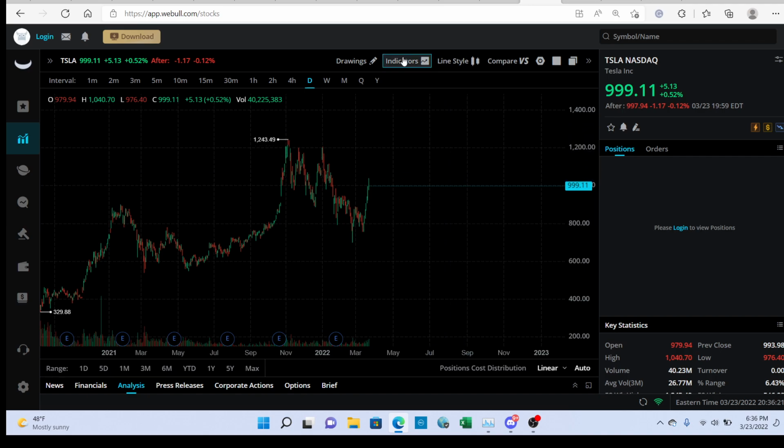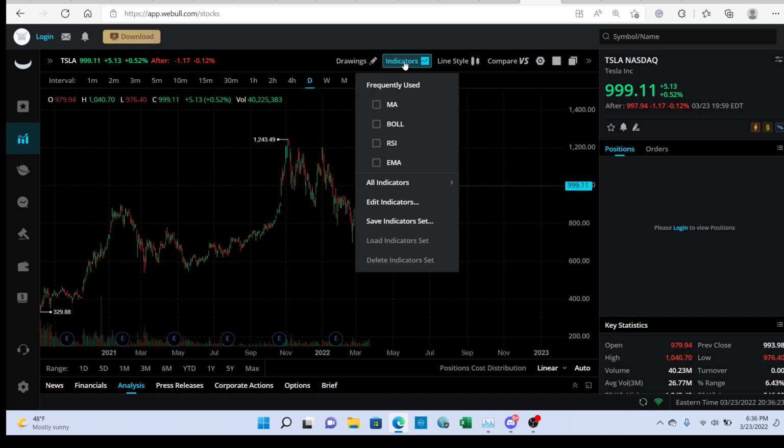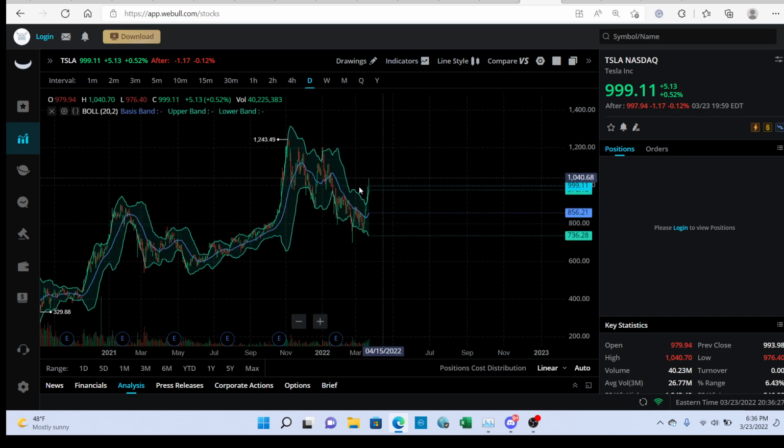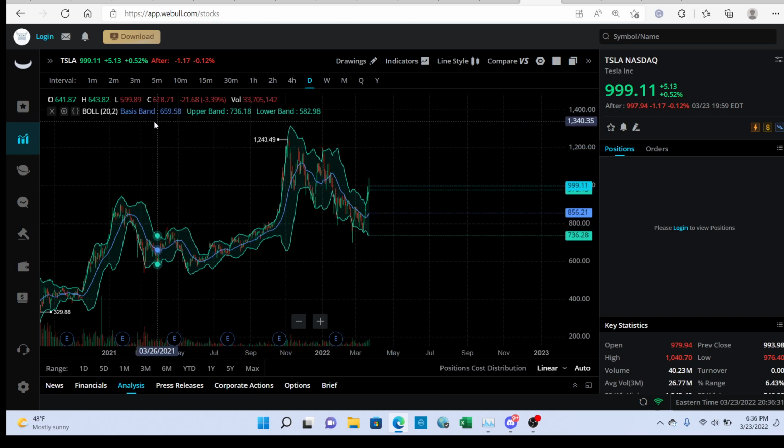So to look at the Bollinger Bands, we're going to go to Indicators and we're going to click on BOLL. And Bollinger Bands consist of three parts, and you can see this in the upper left corner. It says basis band, upper band, and lower band. So the upper band is this right here, this top side. Lower band is this right here. And the basis band is this blue line right here. And this blue line is also the same thing as the 20-day moving average.